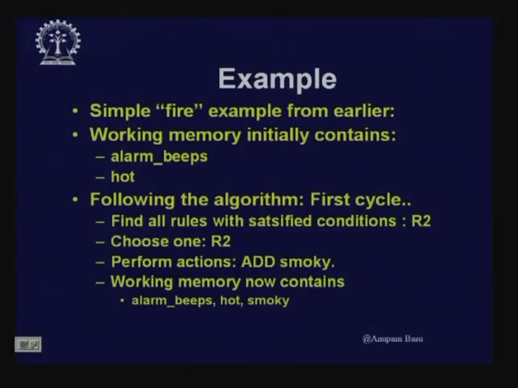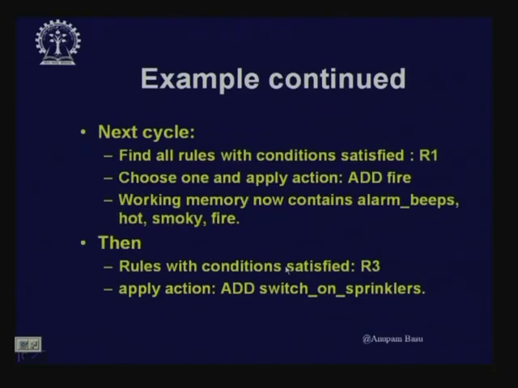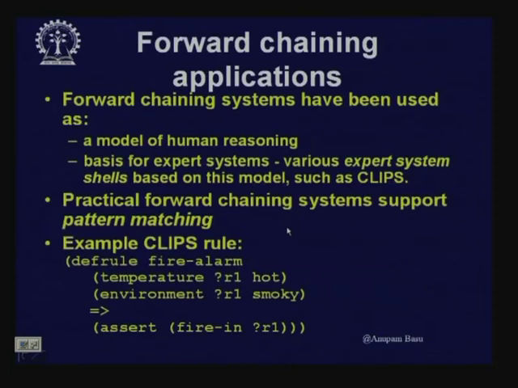So typically the examples that we are giving till now were forward chaining based. This is the same example that we had talked about. Here, as I was explaining, the only rule that satisfied the condition was the second rule, and so we added smoky and the working memory got changed. All right. So ultimately we arrived at switch on sprinklers.